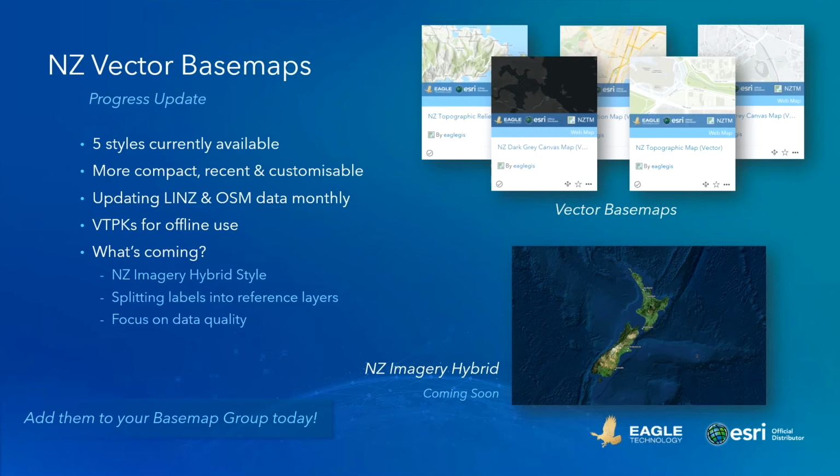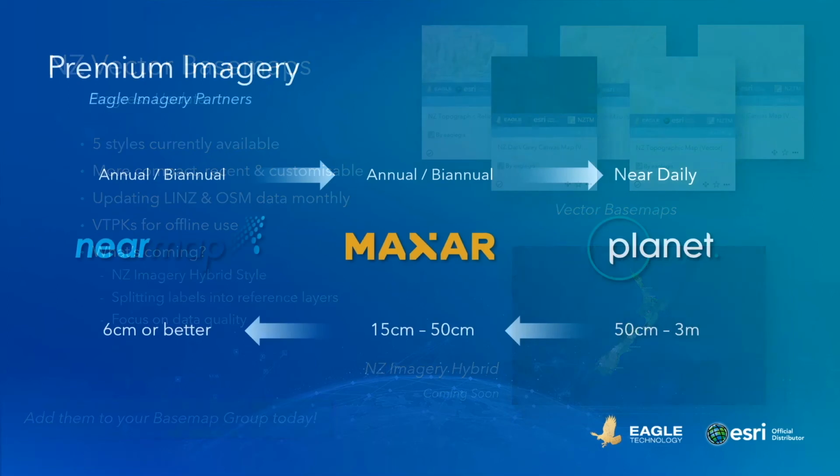In terms of what's coming for vector base maps, to complement the soon-to-be released NZ Imagery with bathymetry, we're close to completing a New Zealand hybrid style, bringing you overlaid place names and roads. And at the request of many of you, we've also been working on splitting the labels from our base maps to create reference layers so your data is sandwiched nicely in between. And I'm sure you don't need reminding again, but you can discover these base maps by browsing the ArcGIS Living Atlas.